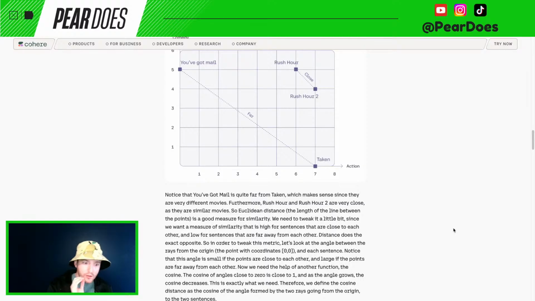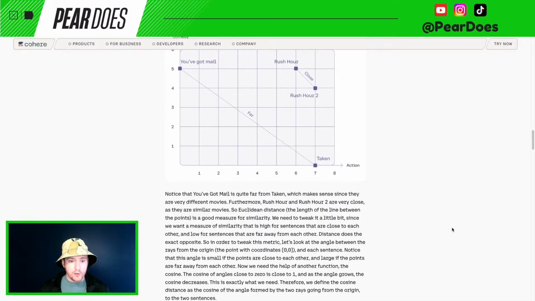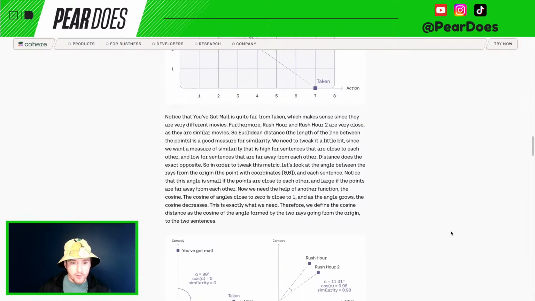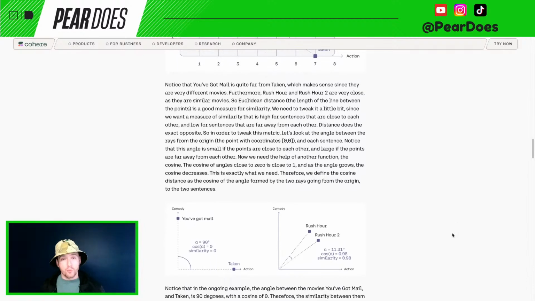Notice that this angle is small if the points are close to each other and large if the points are far away from each other. Now we need the help of another function, the cosine. Recall back to middle school, you wonder where you use cosine, tangent, all this fun stuff, the Pythagorean theorem. Don't use it in the day-to-day, but here it is again. So refresh those training wheels. The cosine of angles close to 0 is close to 1, and as the angle grows, the cosine decreases. This is exactly what we need.